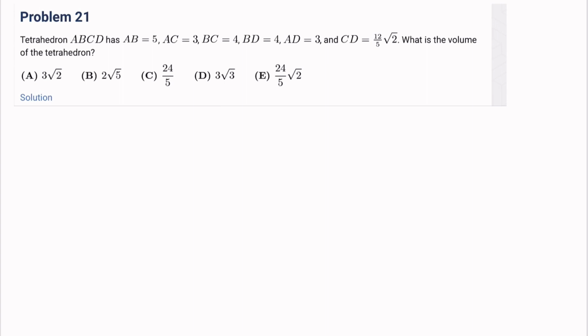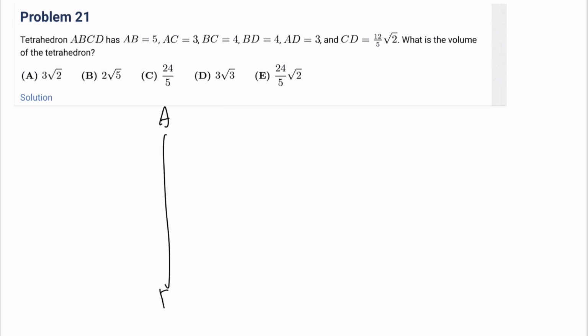Problem number 21. Tetrahedron ABCD has AB equals 5, AC equals 3, BC equals 4, BD equals 4, AD equals 3, and CD equals 12 root 2 over 5. What is the volume of the tetrahedron? Okay, so let's first draw this out.